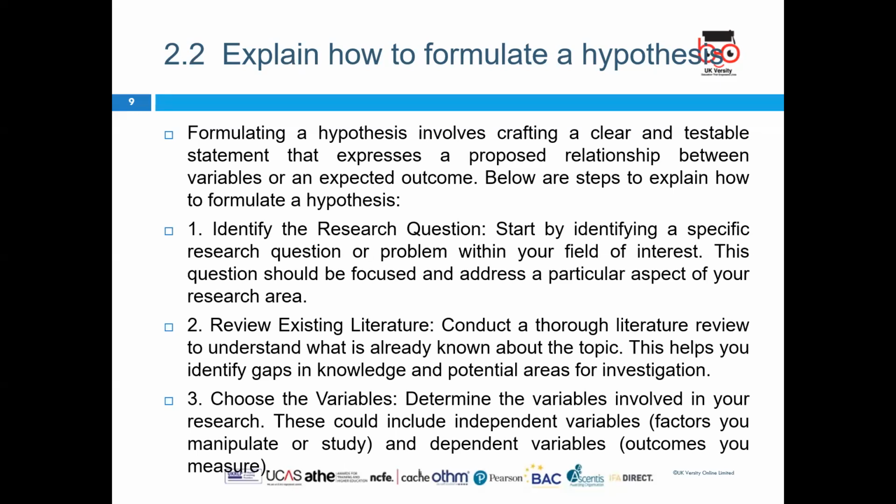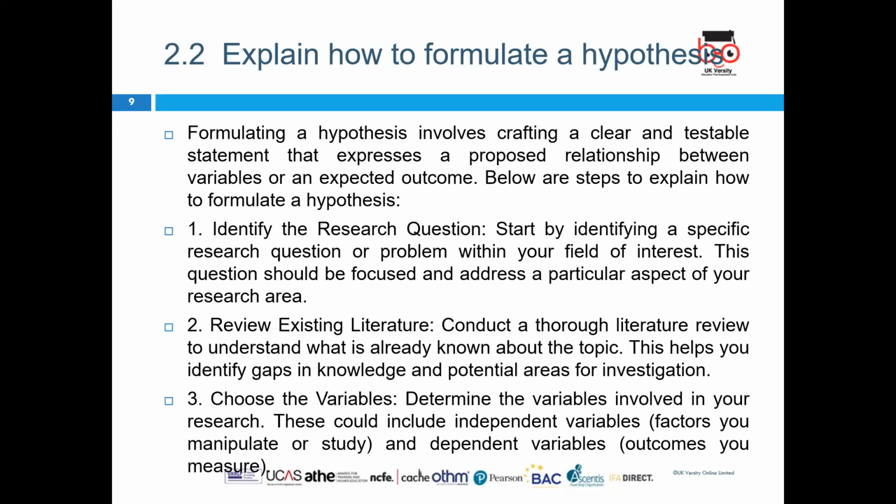So some of the steps which can explain how to formulate a hypothesis are detailed out. The first one is to identify the research question. We already went through this. Then reviewing the existing literature, wherein a thorough literature review is conducted on what is already known about the topic, so that it helps in identifying the gap in knowledge and the potential areas for investigation.